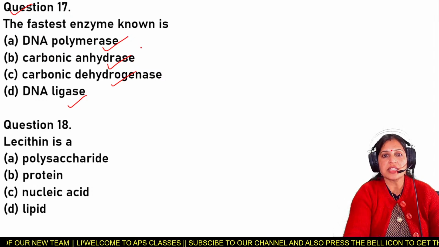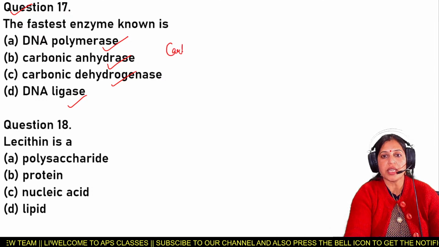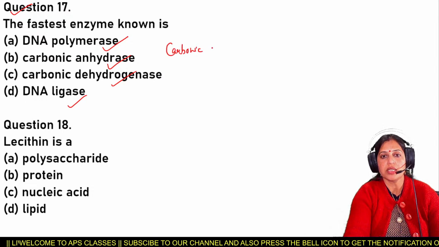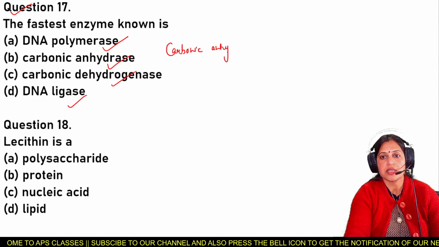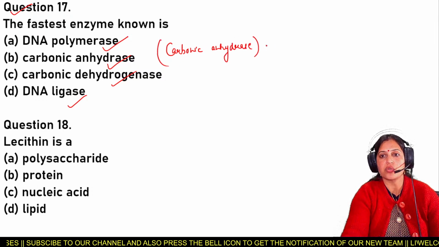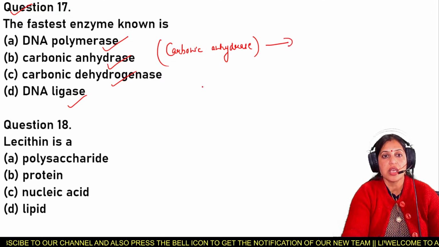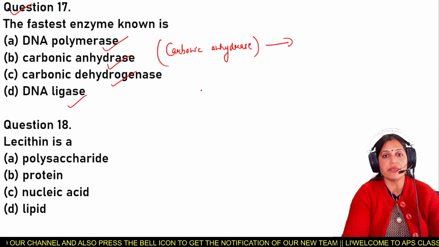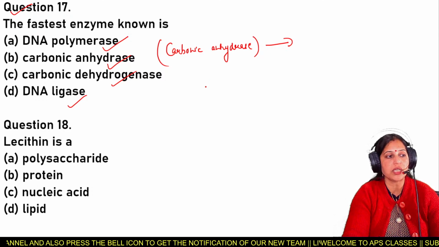So the fastest enzyme known is carbonic anhydrase. So how can you say that the fastest enzyme known is carbonic anhydrase?